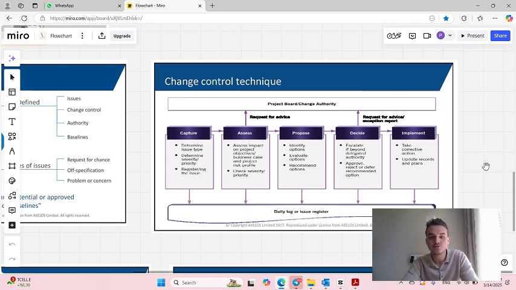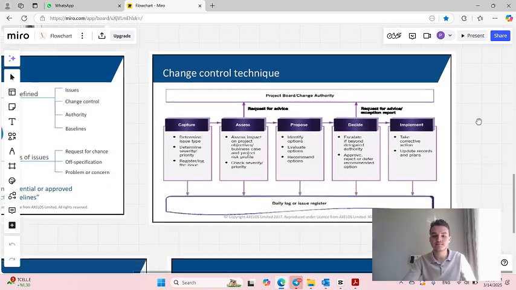After that, after the advice from project board, if this is necessary, you are going to identify options that you have, evaluate them, and provide a recommendation to decide on. During the decision phase, you are going to receive an approval from project board if necessary. This is called an escalation. And after that, you are going to go through with the recommended option to the implementation phase, or you are going to reject it and work on something else.